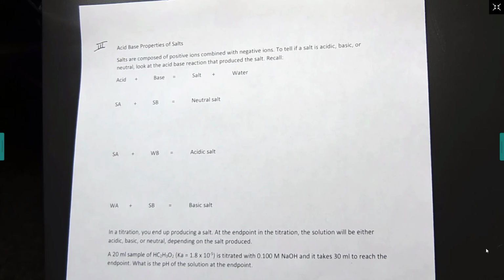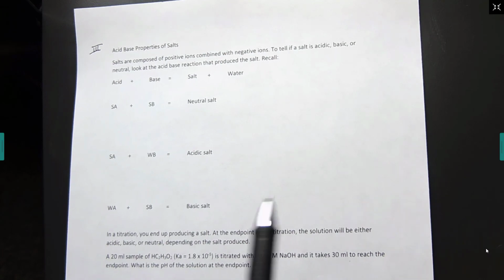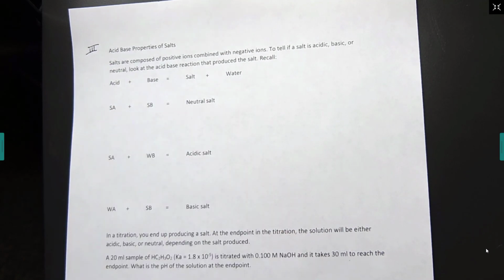Okay, here's the rest of the acid-base review for the midterm. Real quick, look at the acid-base properties of salts.